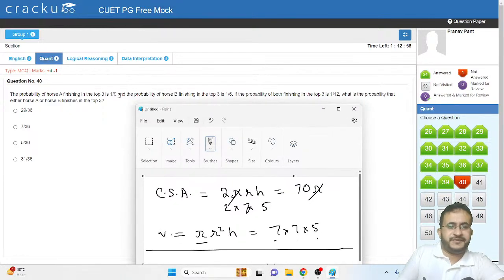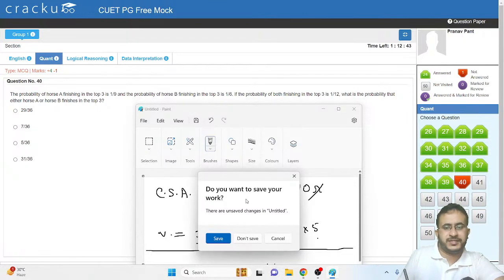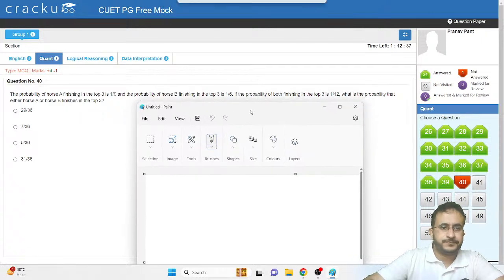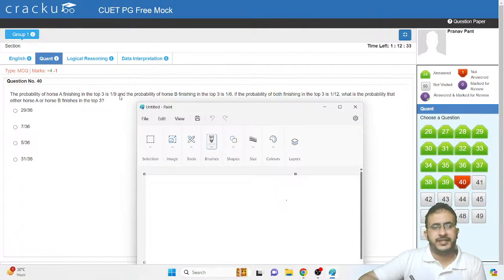Probability of horse A finishing in the top 3 is 1 by 9, and probability of horse B finishing in the top 3 is 1 by 6. If the probability of both finishing in top 3 is 1 by 12, what is the probability that either horse A or horse B finishes in the top 3? Okay, so now we have horse A is 1 by 9, probability of B is 1 by 6, right?